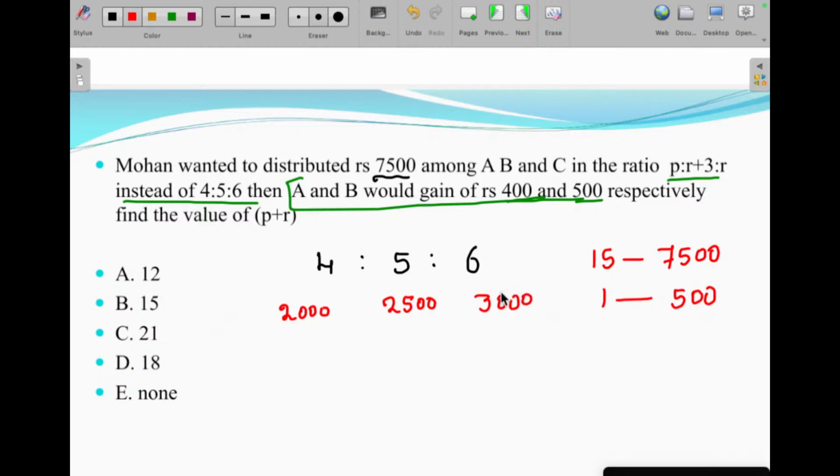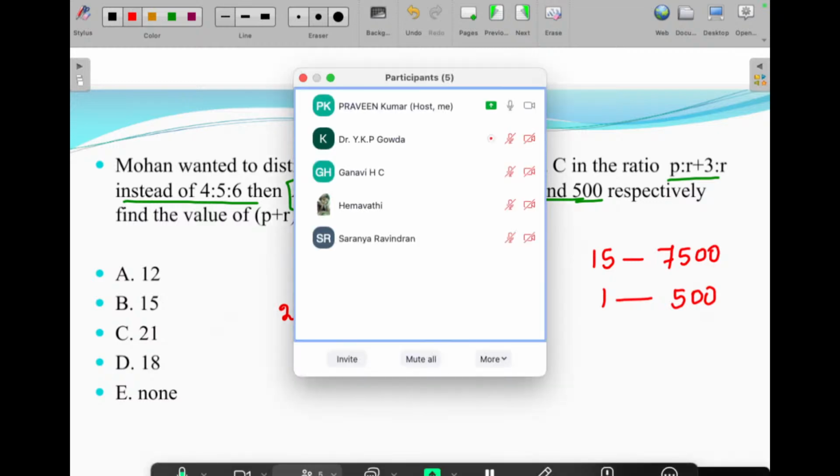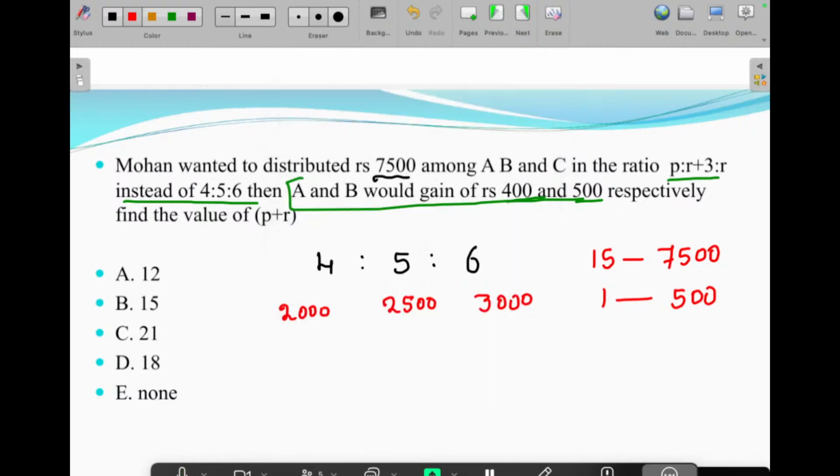Okay, let's see who has joined online. Others try to reply. No one is replying.